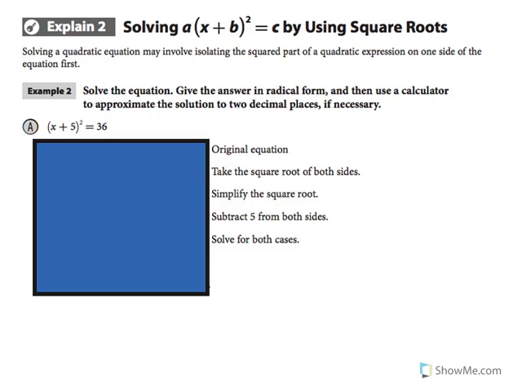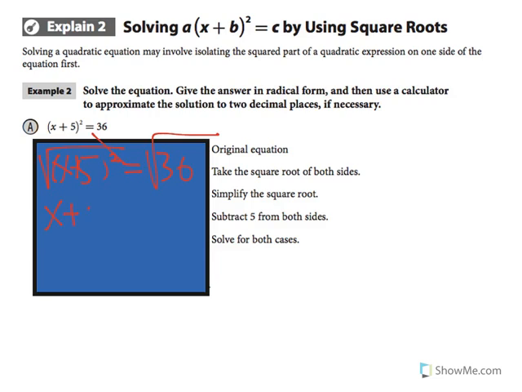Okay, so example 2, solve the equation. Give the answer in radical form and then use a calculator to approximate the solution to 2 decimal places if necessary. Right, so we want to get x by itself. So our first step is to take the square root to eliminate the square. When you do this, make sure that you carry the parentheses with you.